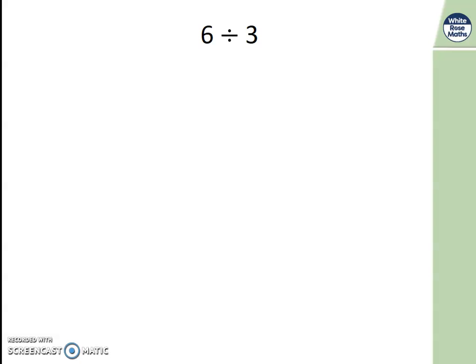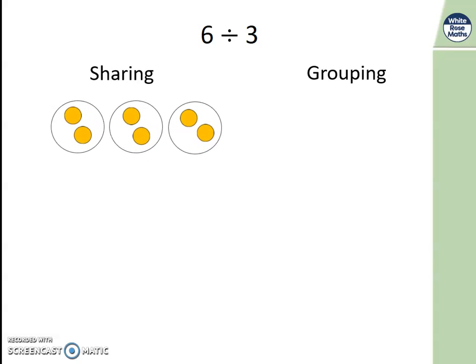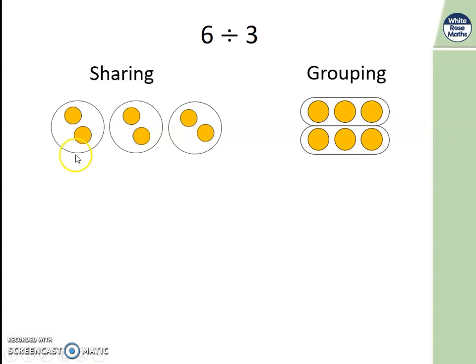Let's have a look now, see if there's anything different we can do. So we've got sharing here, and that's grouping. Can you see the difference between sharing and grouping? So here we have our 3 circles, and we are sharing the 6 into each one, which gives us 2. And grouping, we circle 3. We group that 3, and then we see how many groups we have. And they both equal the same.